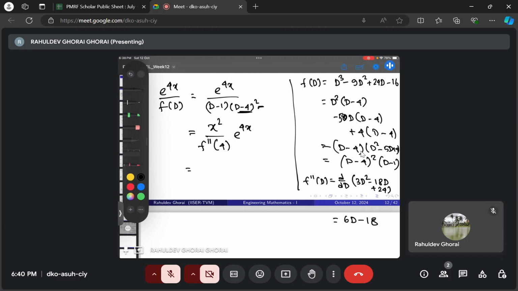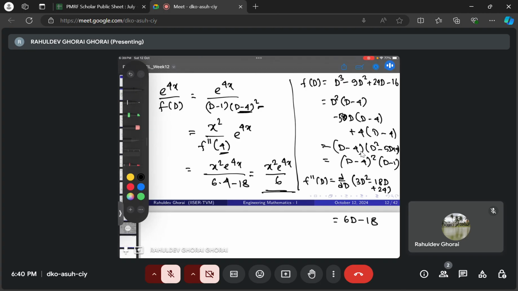So that will be x squared e^(4x) over (6D - 18). D's value is now 4, so 24 minus 18 is 6. So it will be x squared e^(4x) over 6. So that will be the solution, right? The solution means the particular integral.